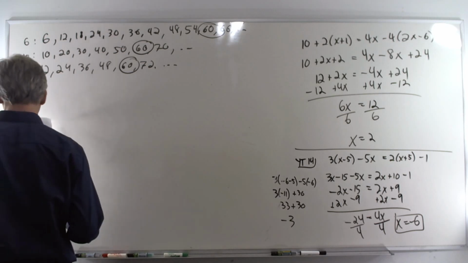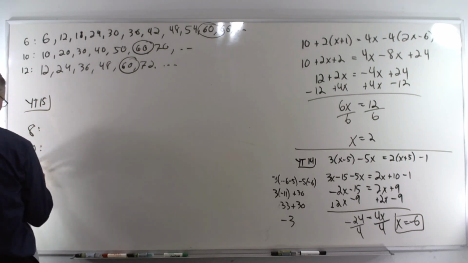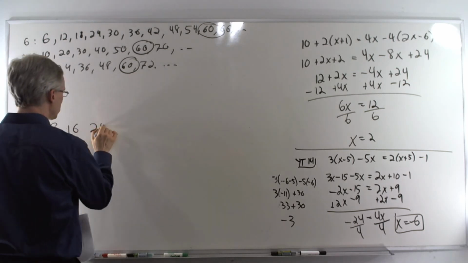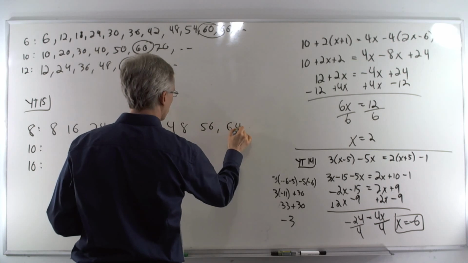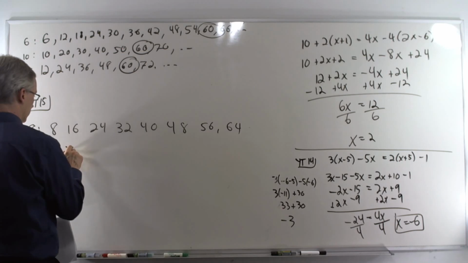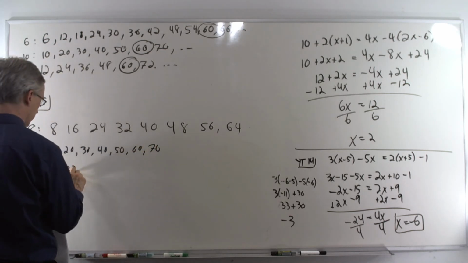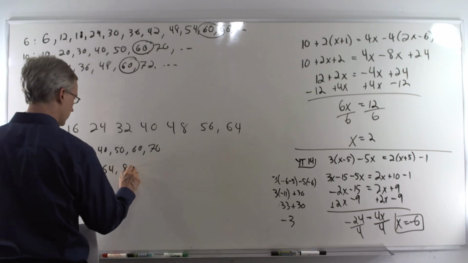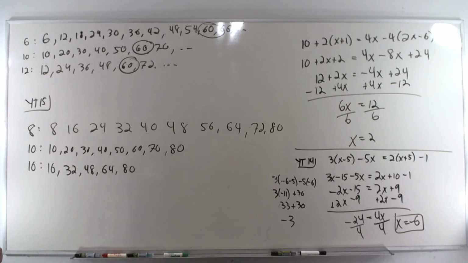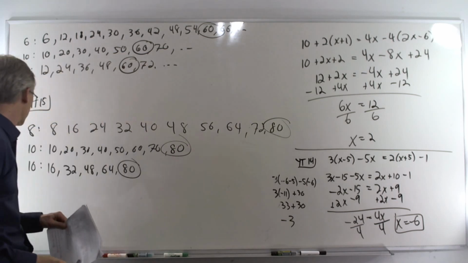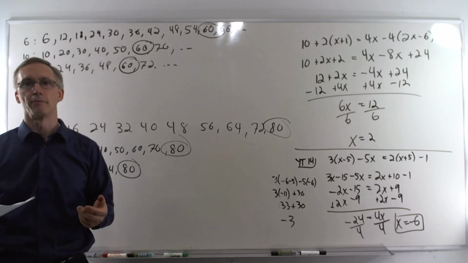Your turn, number 15. Find the LCM of 8, 10, and 16. All right, so there's the multiples of 8, 10, and 16. First match is at 80. So the LCM of 8, 10, and 16 is 80. Now later on, we're going to look at a different method of finding the LCM involving prime factorizations.